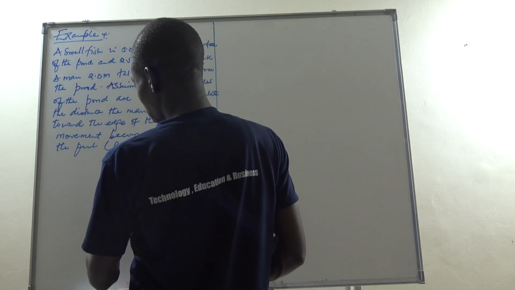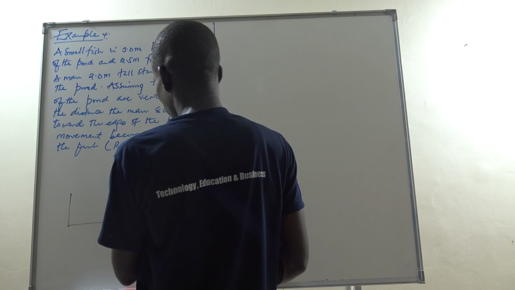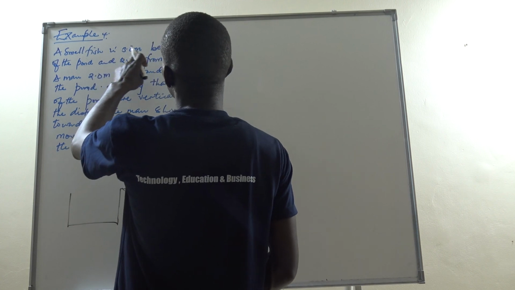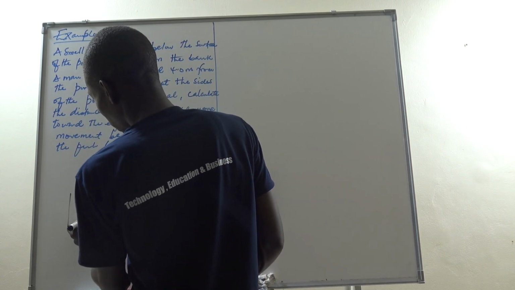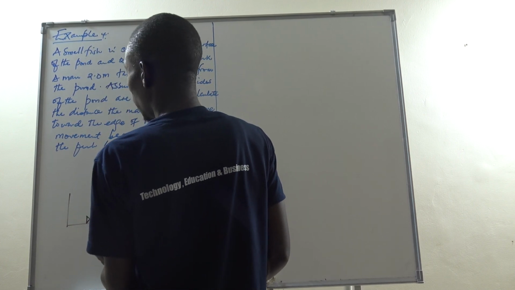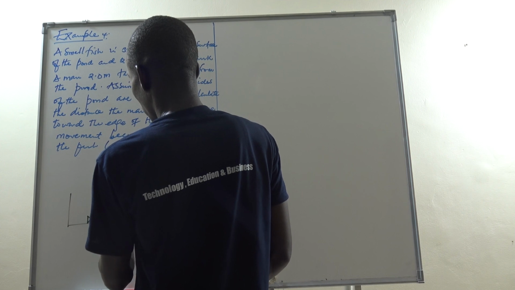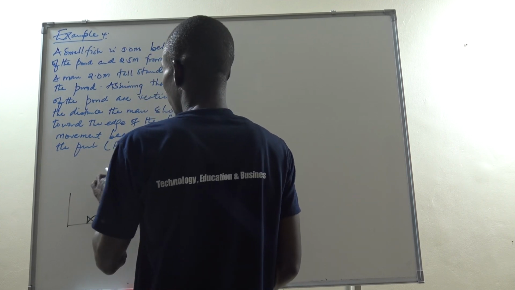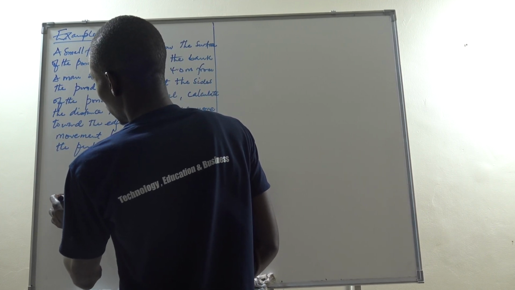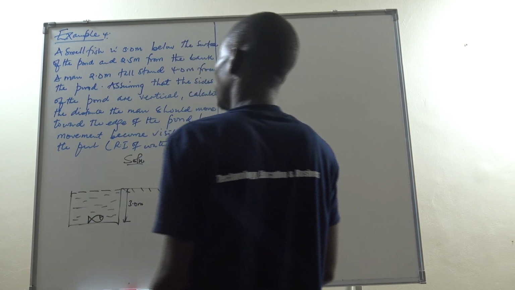I can try to do some kind of sketching here, supposing this is my pond. They're saying that we have a fish 3 meters below. So if my fish is here, the depth here for the fish is 3.0 meters below the surface of the pond. That is, I'm assuming the fish is here in the water, and that's the surface of the pond.